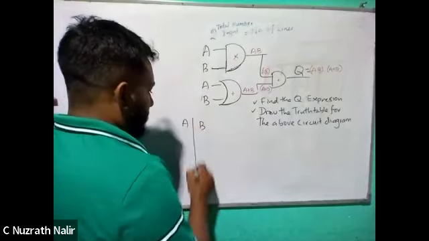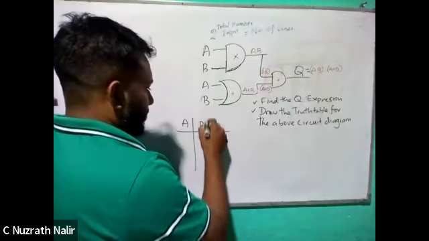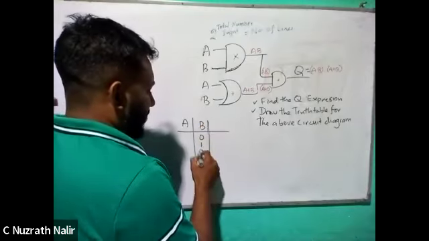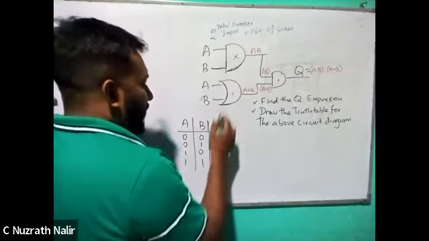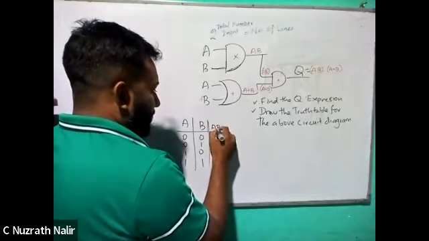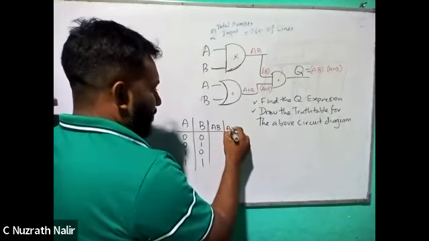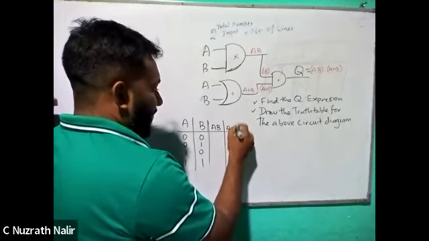A, B, 0, 1, 0, 1, 0, 0, 1, 1. See, this one is AB. Then A plus B. Listen carefully.